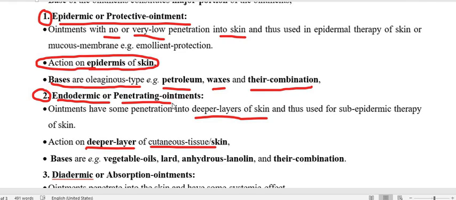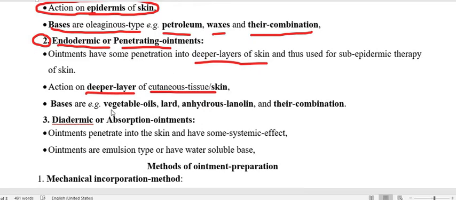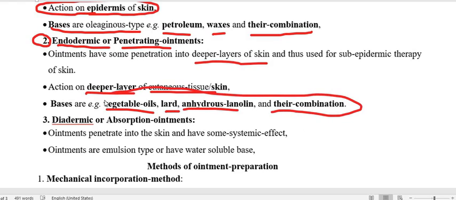It is called endodermic or penetrating ointment. In this, the bases that are used are vegetable oil, lard, lanolin and hydrous lanolin, and their combination. This is about the bases used in this endodermic ointment.